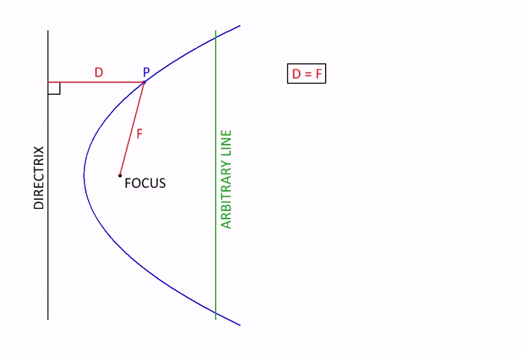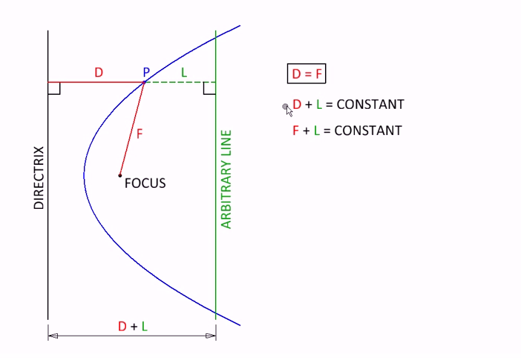Now suppose we draw an arbitrary line parallel to the directrix, and suppose its distance from this current position of point P is, say, L. Then D plus L must be constant, because that is the distance between the directrix and this line. So D plus L is constant. But D and F, these two distances, are the same, so we can substitute F in place of D, giving us the expression F plus L is equal to a constant. So we have two lengths adding up to a constant, and both are measured from fixed entities. F is measured from a fixed point, while L is measured from a fixed line.